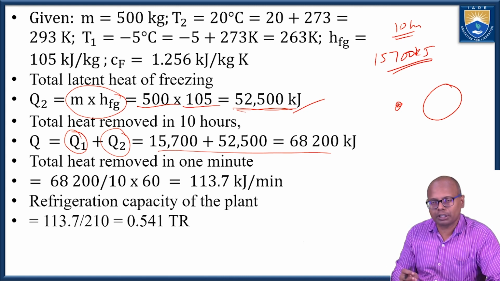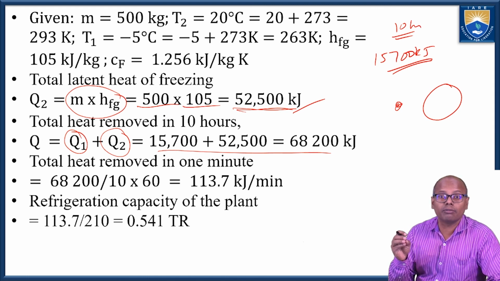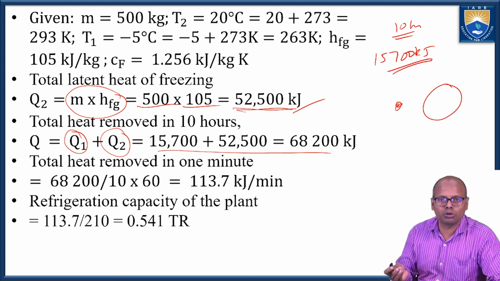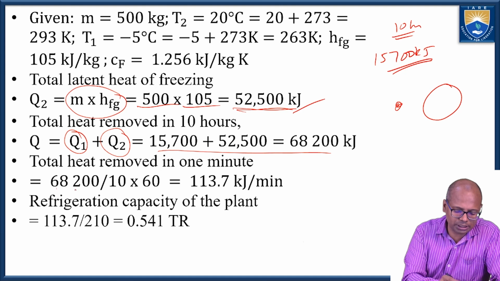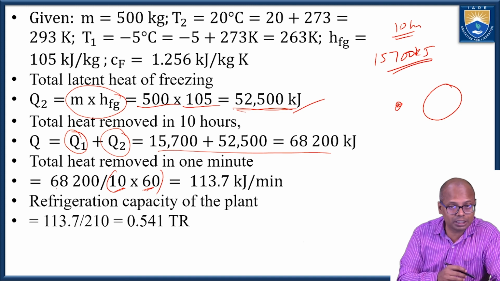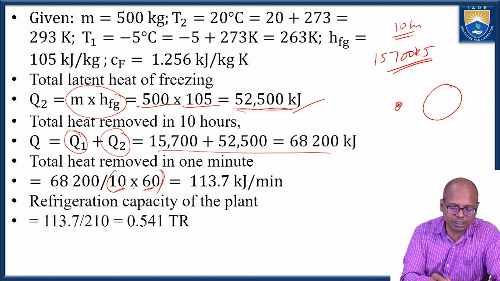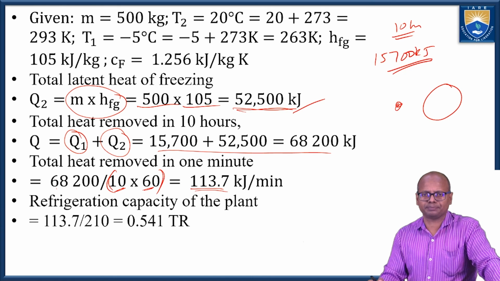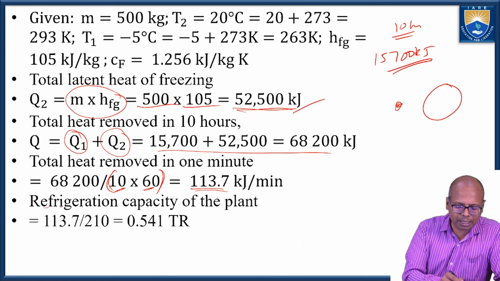Now this heat is removed in 10 hours. So what is the amount of heat removed per minute? It is equal to 68,200 divided by 10 hours, and each hour has 60 minutes. So 68,200 divided by 10 into 60, I will get 113.7 kilojoule per minute.